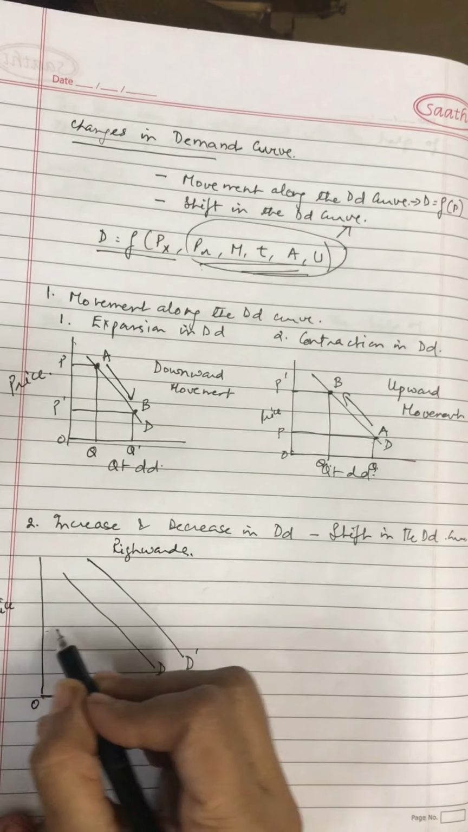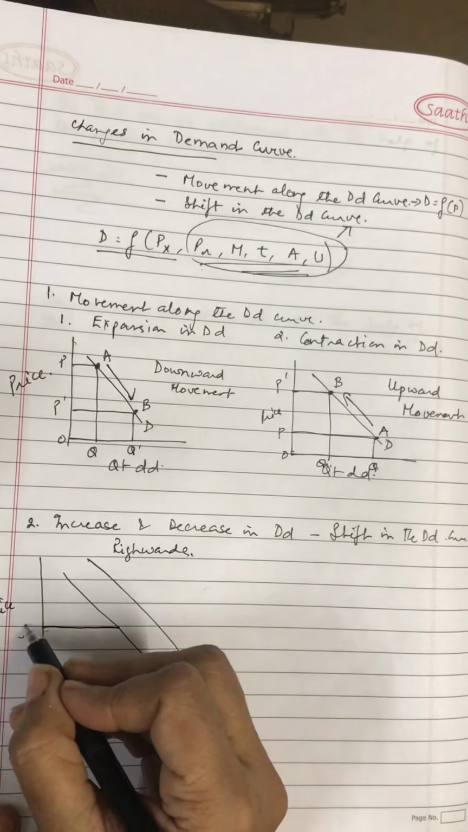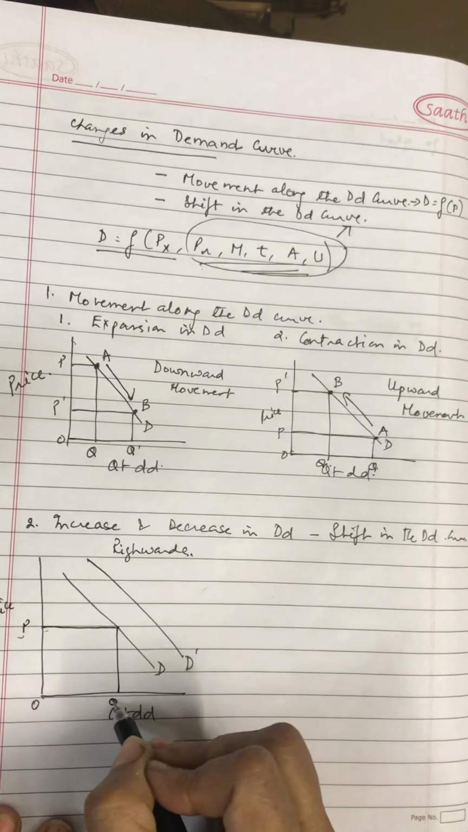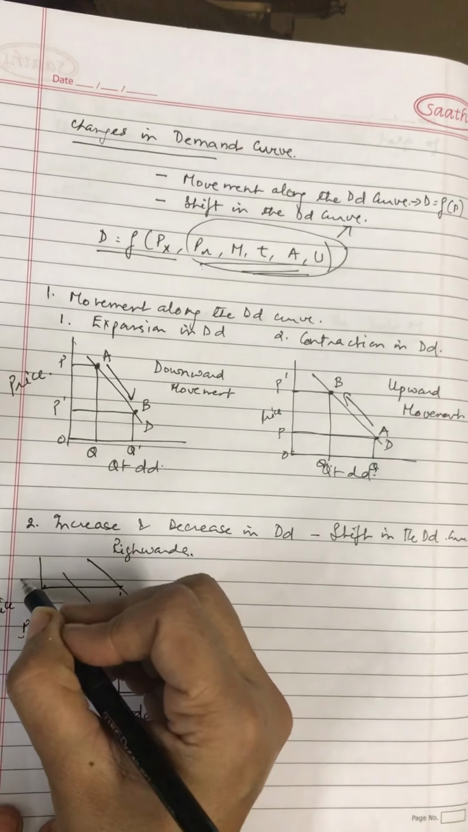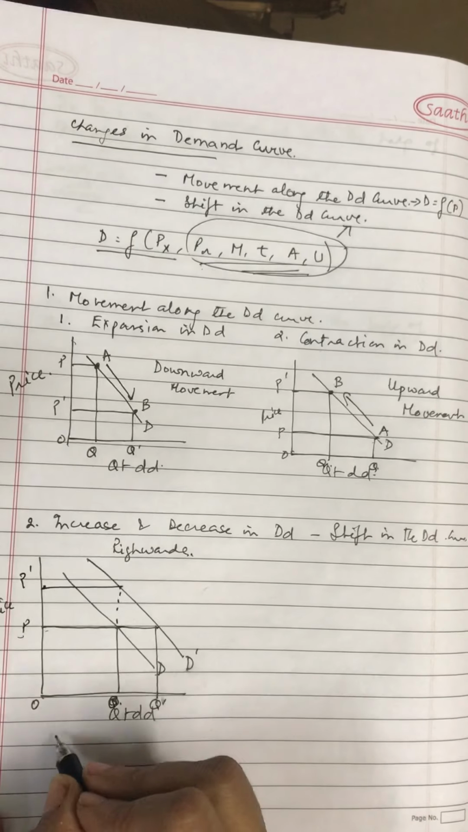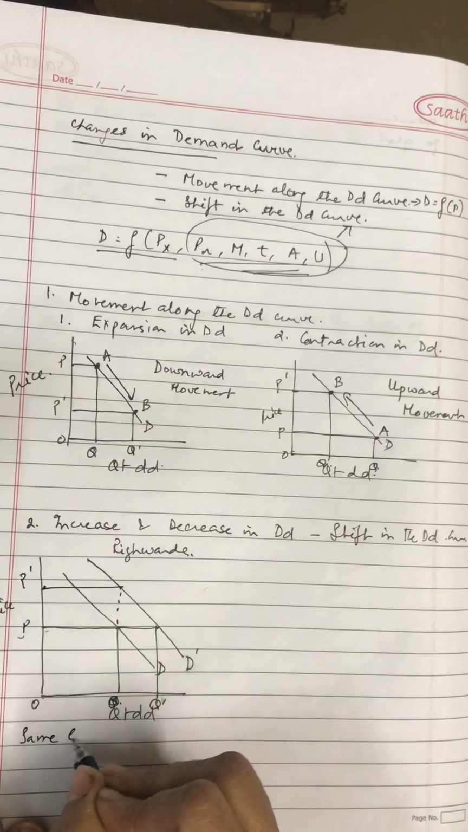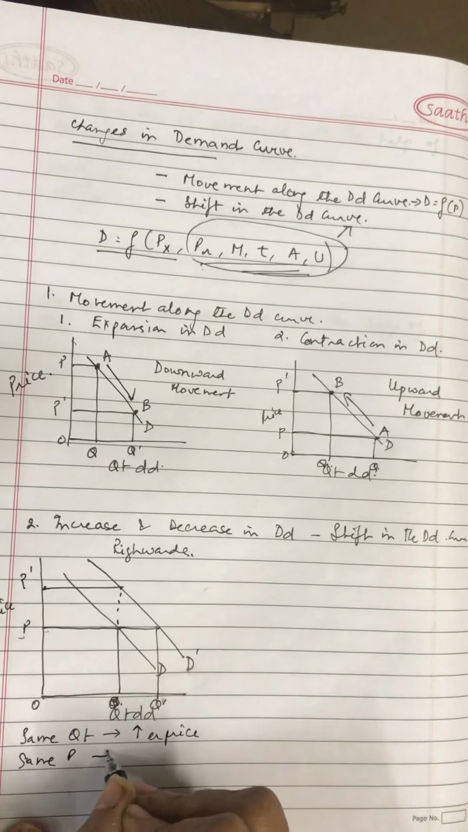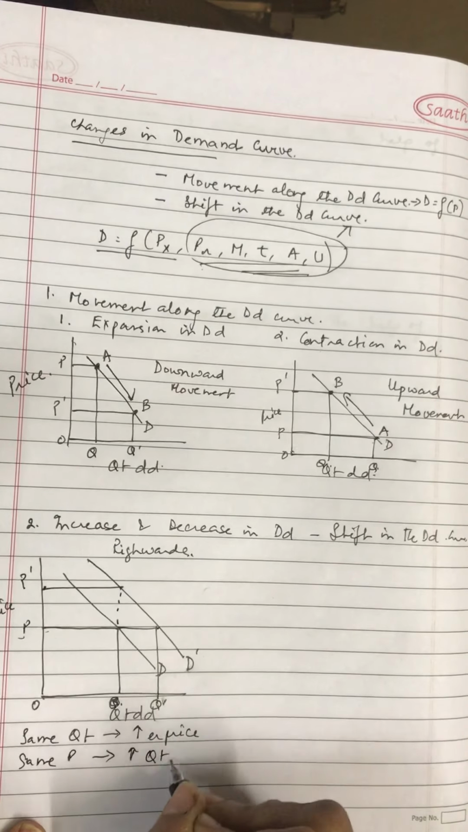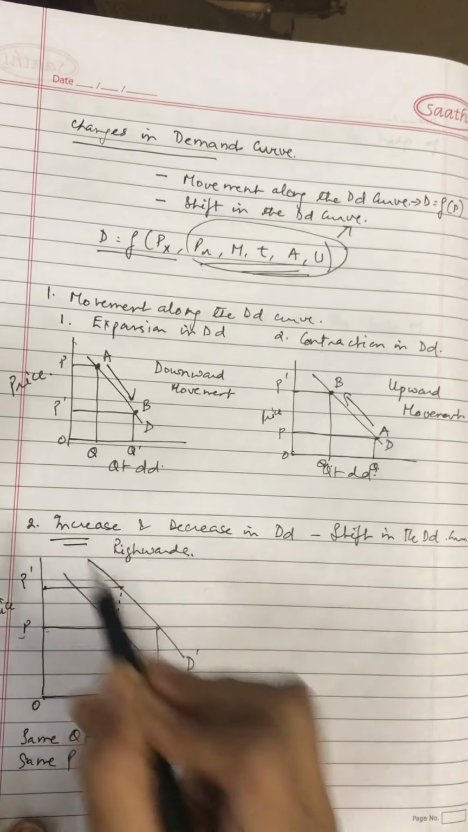And in this case, if you say that the original price was OP and the original quantity was OQ, now you will find at the same price the person is willing to buy more quantity, that is OQ dash, or for the same quantity now he is willing to pay a higher price, that is P dash. So what do we say? Same quantity, he is willing to pay a higher price, or for the same price he is willing to buy higher quantity. So this case is called as increase in demand.